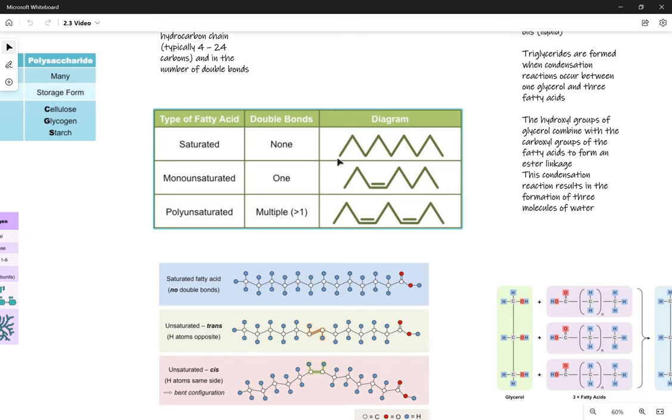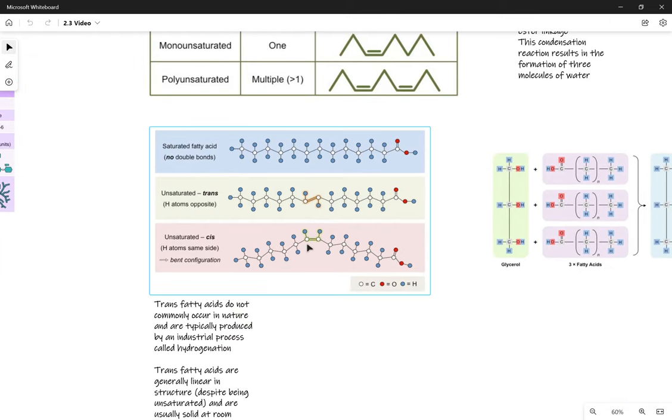So saturated would be these lines, and the corners represent carbon atoms, and it's implied that there's two hydrogens bonded to each carbon atom along this chain. Monounsaturated means there's one double bond, meaning there's fewer hydrogen atoms bonded to this chain, and polyunsaturated means even fewer hydrogens bonded to this chain and more double bonds.